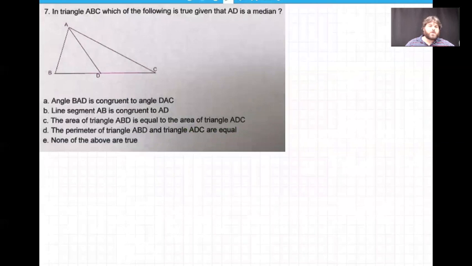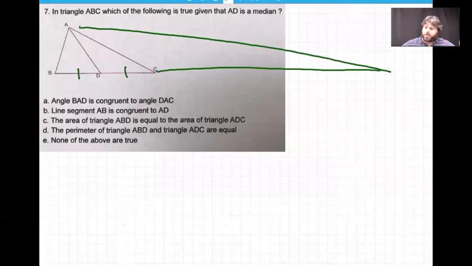All right, in triangle ABC, which of the following is true given that AD is a median? If AD is a median, remember that it bisects the other side. So I know that these two lengths are the same. So let's go through these. Angle BAD, that's this angle right here. Angle BAD is congruent to angle DAC, that's this angle here. I don't think we know that, and it doesn't look like it from the picture, not that we want to just think of it that way, but sort of imagine what would happen if this was all the way out here. It would start to get really, really small. So I don't think we know that that angle is the same.